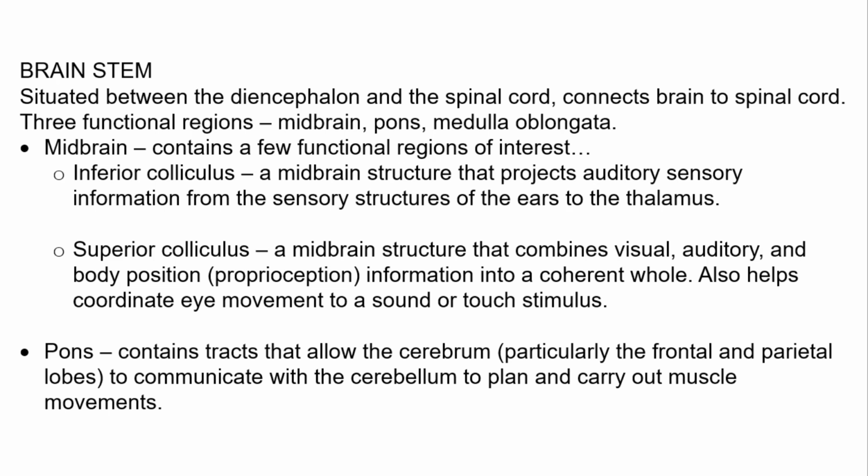The pons is a collection of tracts that allow the cerebrum, particularly the frontal and parietal lobes of the cerebrum, to communicate with the cerebellum in order to carry out muscle movements. Recall that the precentral gyrus of the frontal lobe issues commands to skeletal muscles, causing their movement, and the parietal lobe receives touch and proprioception information from all over the body. We will see that the cerebellum will use this information to plan and coordinate skeletal muscle movements.